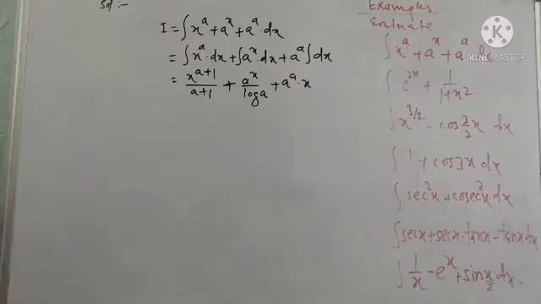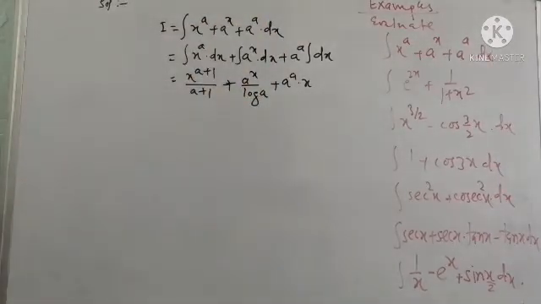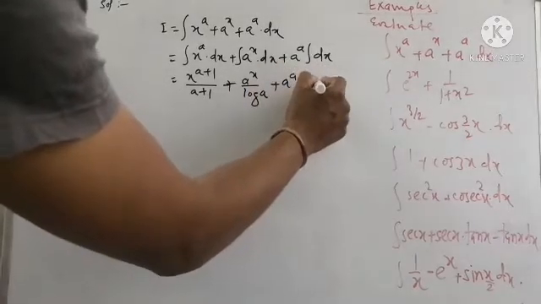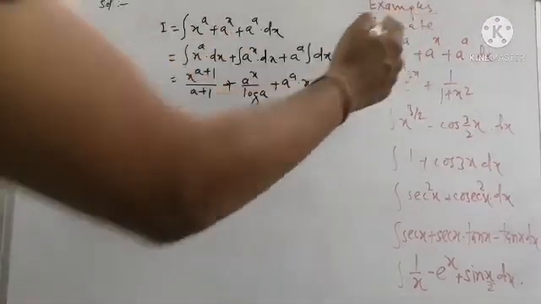And remember, after completion of integration, the symbol of integration is eliminated, so the integration is complete and we put the constant of integration c. Okay, the first example is solved.